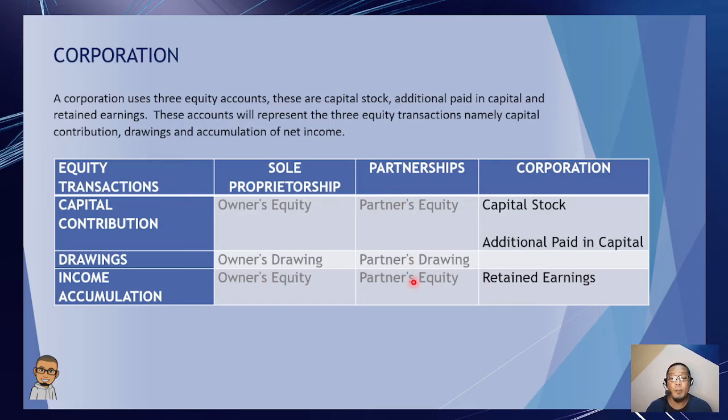Now, pag tinignan naman natin, wala siyang drawings account. Sir, paano yun? Paano naman yun kung walang drawings account? So, di-discuss natin siya later. Pero most of what is important is we know that the income accumulated by a corporation, hindi siya dinidiretso dito kay capital stock saka kay additional paid-in capital stock. Dito siya nilalagay kay retained earnings. So, hinihiwalay ang earnings ng isang corporation sa capital contribution ng owners.